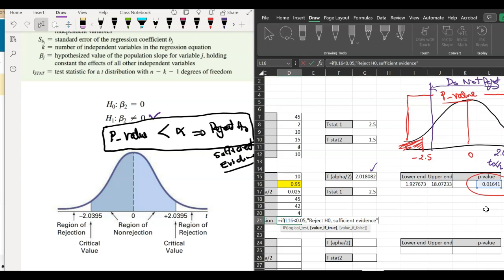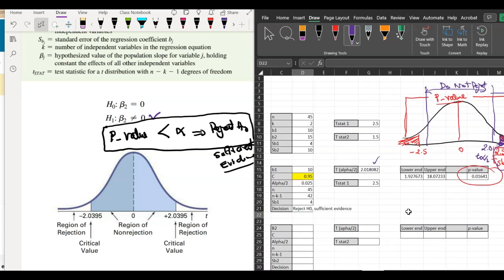Alright, close the quotation, and on the other end you're going to open another quotation. So this is the opposite scenario. If I didn't have that statement, p-value is smaller than alpha, what I'm going to do is not reject H0, right? And if you did not reject, you can say insufficient evidence. Close the quotation, close the parentheses, and enter. And you see here I end up with reject H0, so the comparison is done automatically.